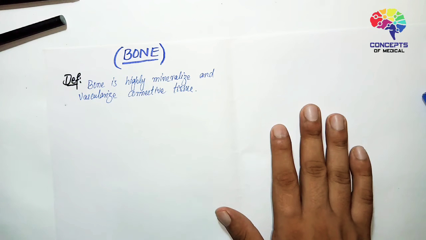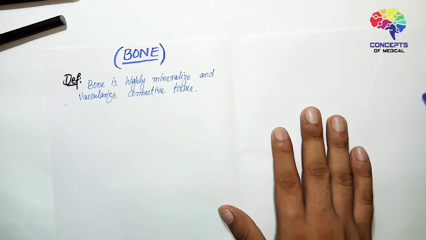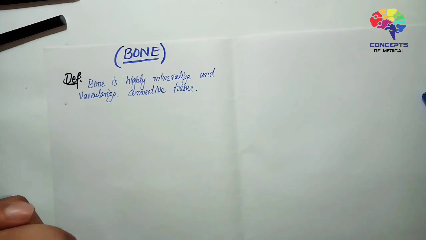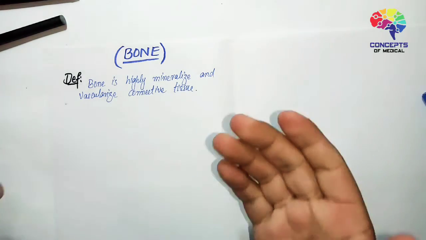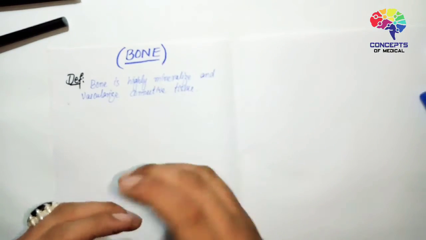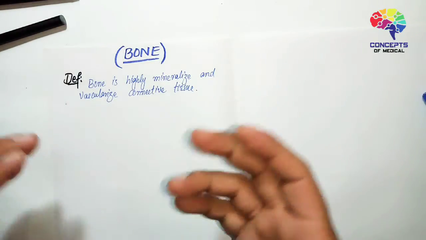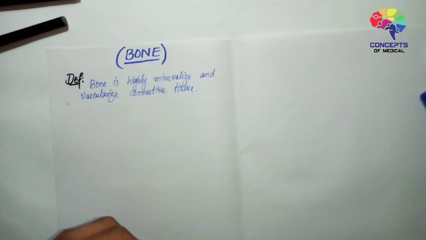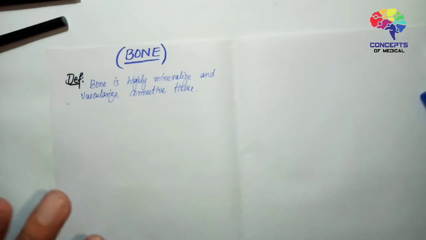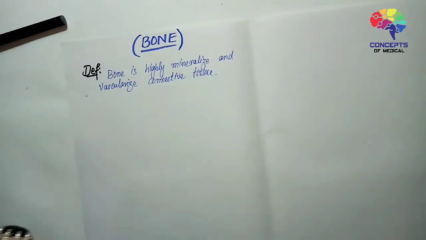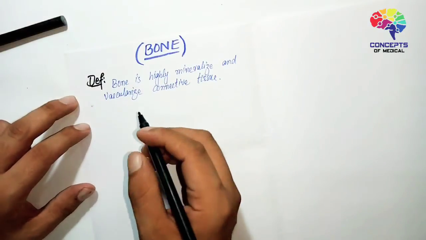So this is a very simple definition of the bones. It is actually a living tissue which is capable of changing its structure when subjected to stress. Like other connective tissue, bone consists of cells, fibers, and matrix. So we will discuss all of it in its composition. So let's move on to its composition.